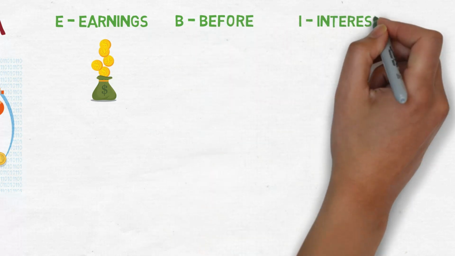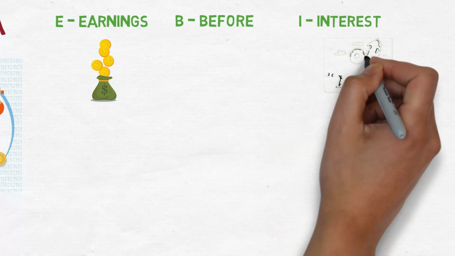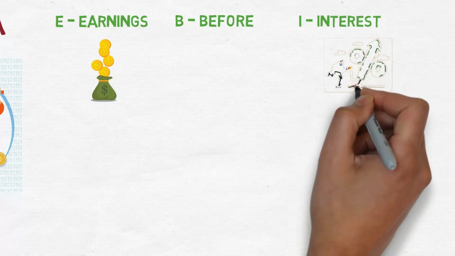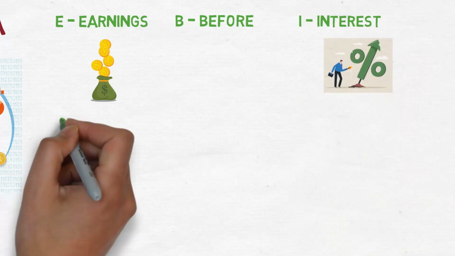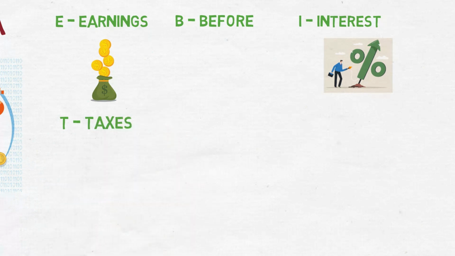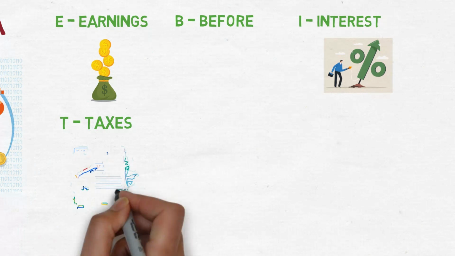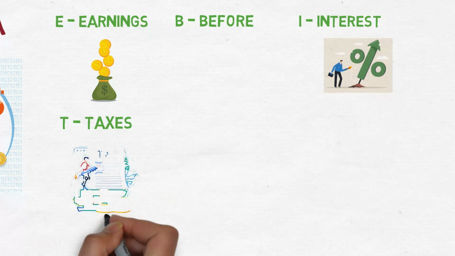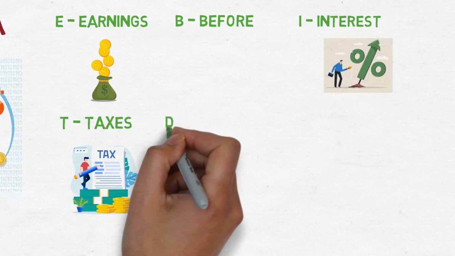Interest. Companies often borrow money to fund their operations. Interest is the cost of using that borrowed money. EBITDA looks at earnings before accounting for interest expenses. Taxes. Companies have to pay taxes on their profits. EBITDA ignores taxes because they can vary widely based on tax laws and accounting practices.